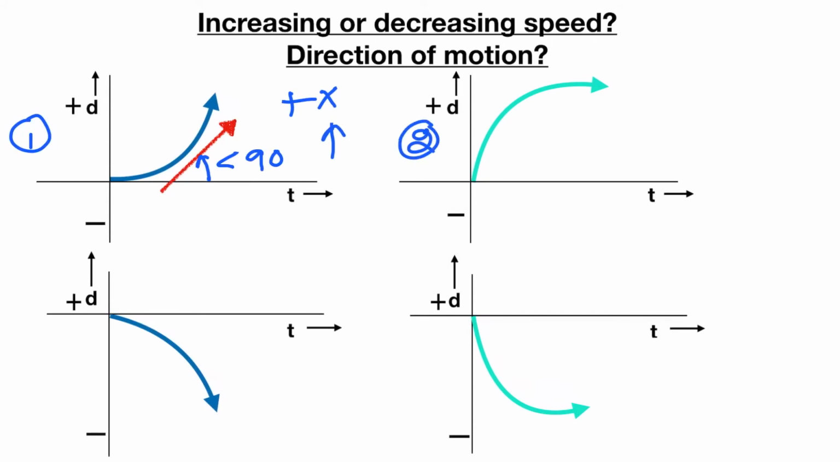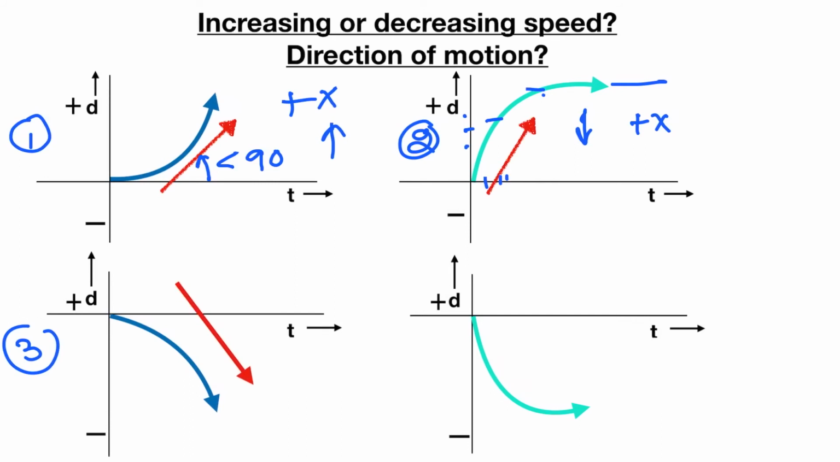Case number 2. Here, initially the displacement is increasing at a faster rate, and after that it starts slowing down and finally stops. So this is a case of decreasing speed. Now the direction of motion is again in the positive x direction.